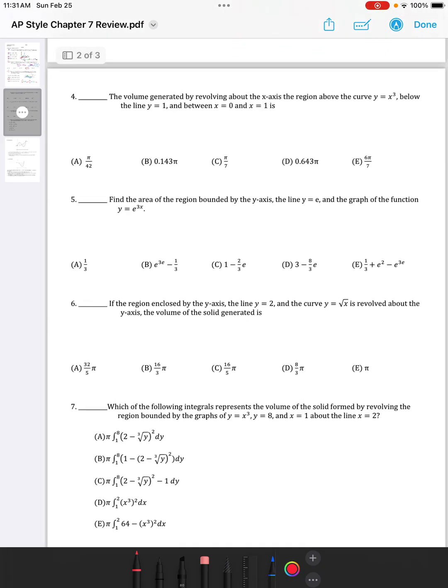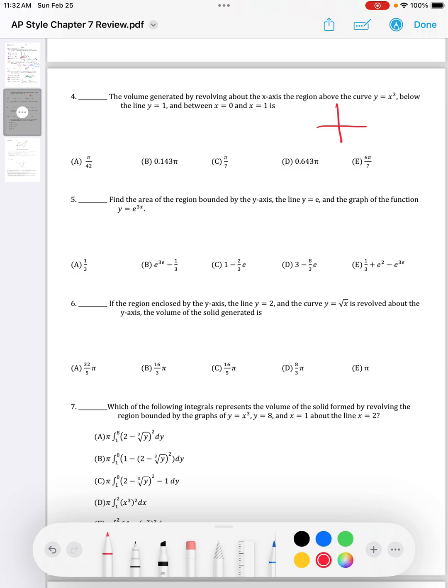All right, in this video, I'm going to go through the last four multiple choice. In this case, we're going to find the volume generated by revolving about the x-axis, and the region is going to be y equals x cubed, below the line y equals 1, and between 0 and 1. So x cubed is going to look like this, and we need to go below the line y equals 1. And we know we're only going to go between 0 and 1, so that's kind of nice because that's going to tell us our stopping points here.